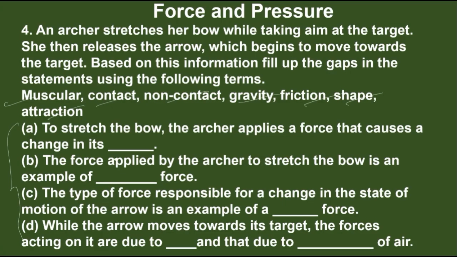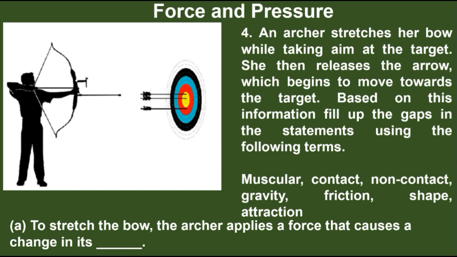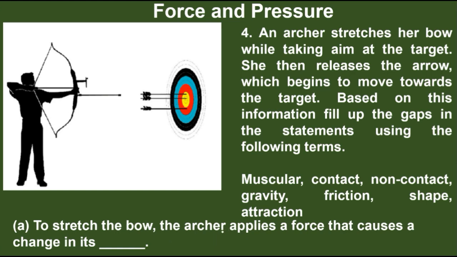Visualize this problem properly. We have seen the archer stretching and changing the shape of the bow. To stretch the bow, the archer applies a force that causes a change in its, what should we write? What happens to the bow? The bow has changed in its shape. So the answer is change of shape. We'll go for the next question.